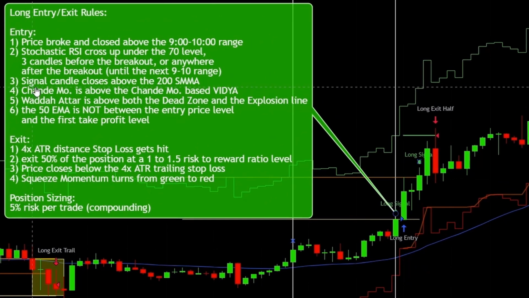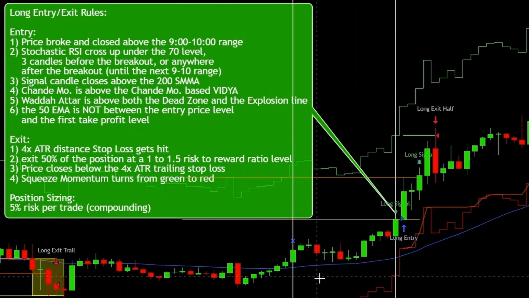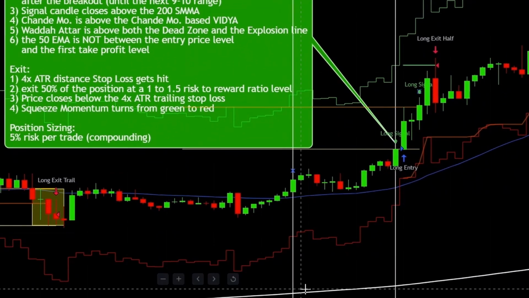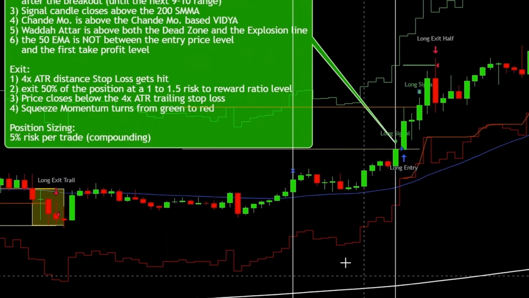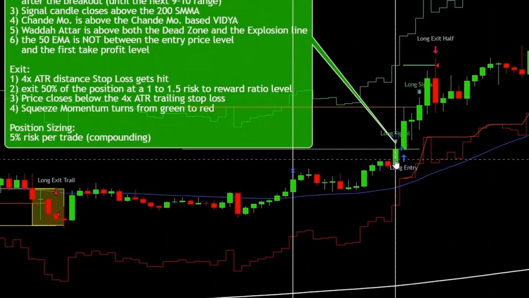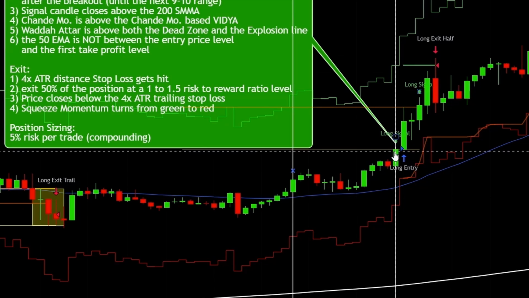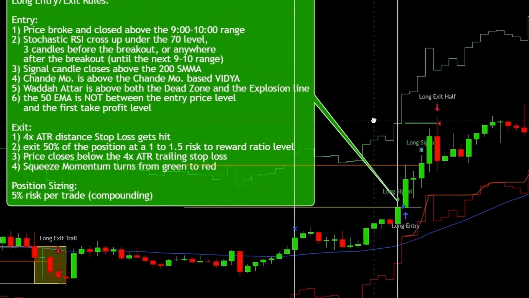The third rule says that the signal candle needs to close above the 200 length SMMA. The SMMA is the white line right here. And on the potential signal candle, the price clearly closed above the 200 length SMMA. Let's move on to the fourth rule.